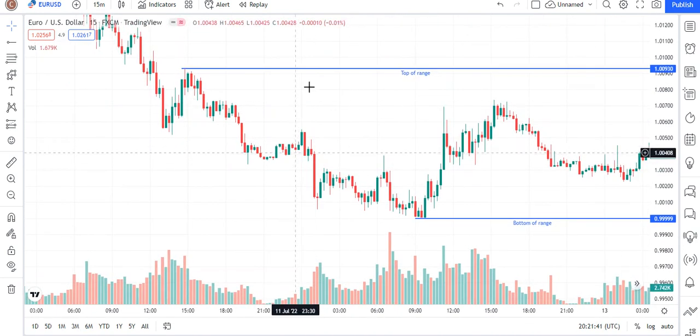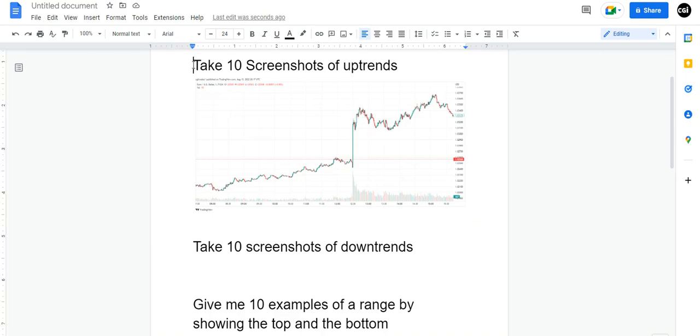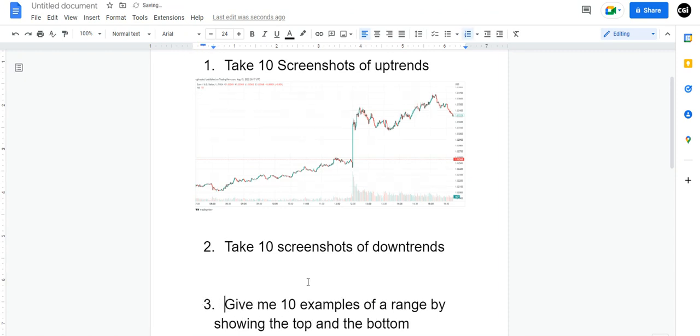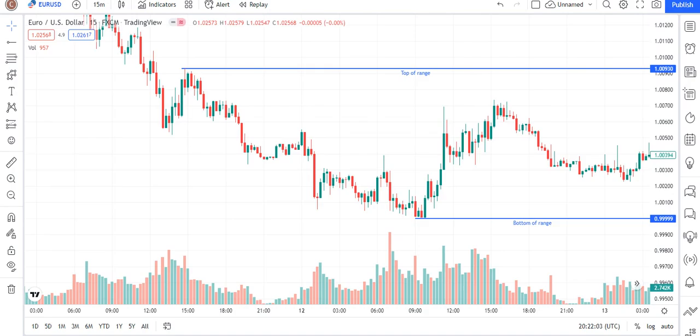So basically, this is how your assignment is going to look. Number one, take 10 screenshots of uptrend. Number two, take 10 screenshots of downtrend. And number three, take 10 screenshots of a range and show the bottom and the top. All right. Do we all get these assignments now?